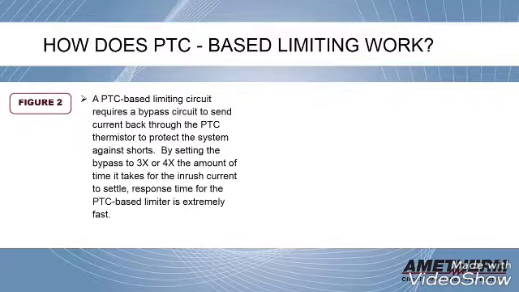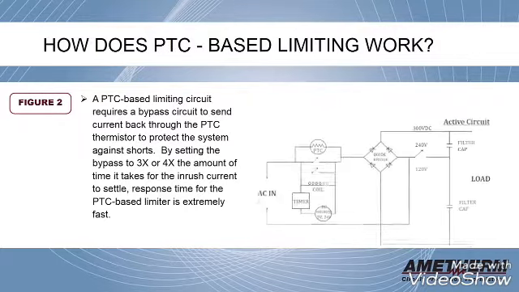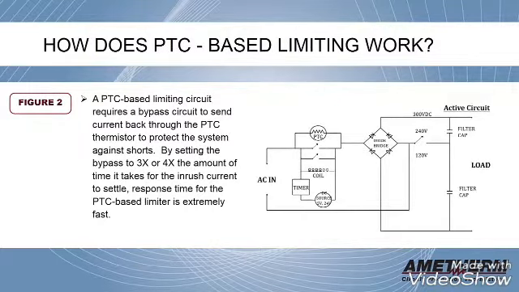How does PTC-based limiting work? A PTC-based limiting circuit requires a bypass circuit to send current back through the PTC thermistor to protect the system against shorts. By setting the bypass to 3 or 4 times the amount of time it takes for the inrush current to settle, response time for the PTC-based limiter is extremely fast.